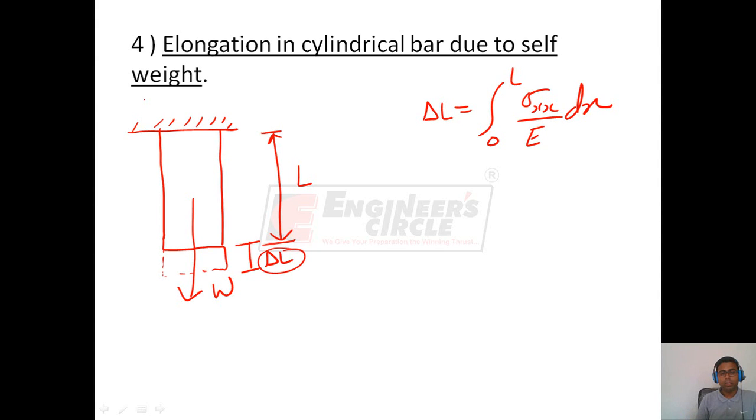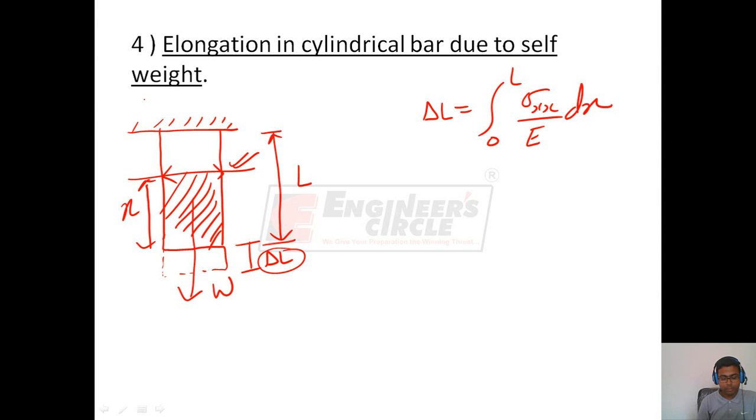To find the elongation del L, we see that the weight of the bar W is acting as an axial load on this bar. But to find the stress at any distance x, that is on this cross section, we see that the load that will be acting on this cross section will be the weight of only this shaded bar.